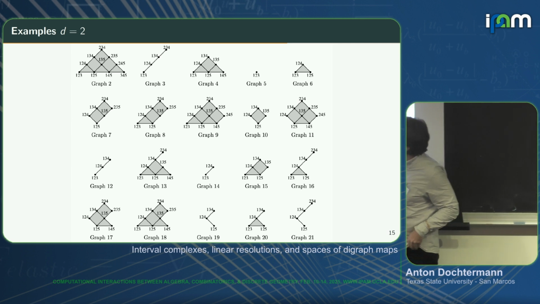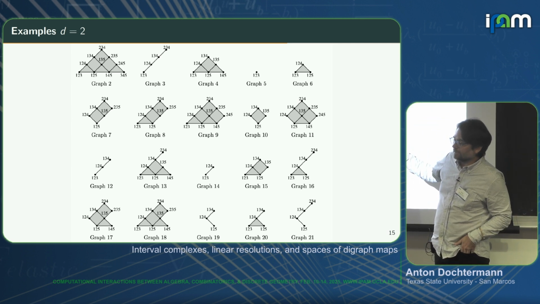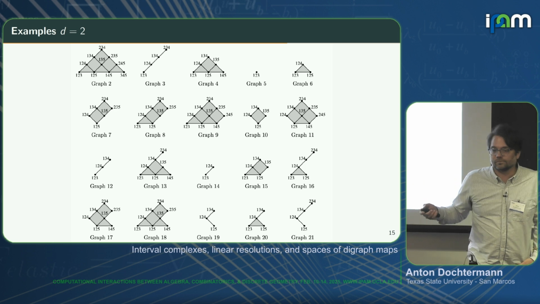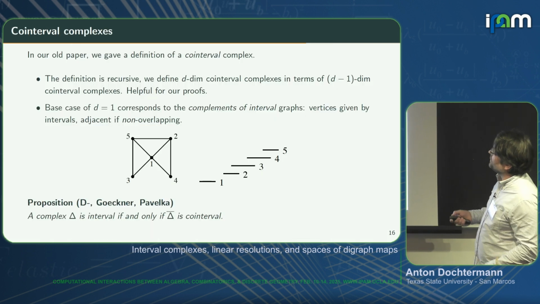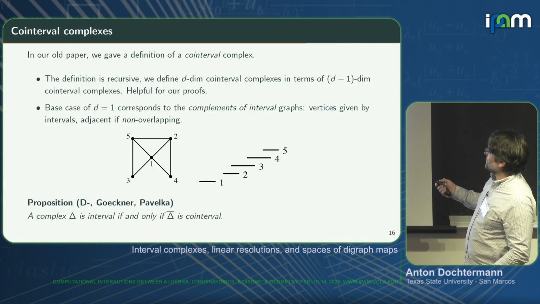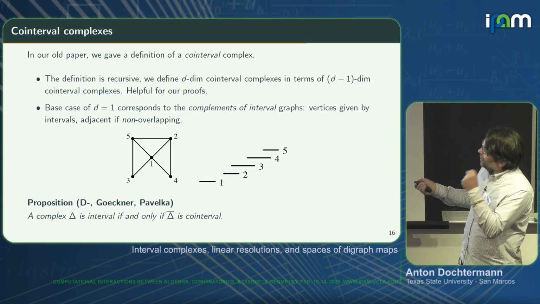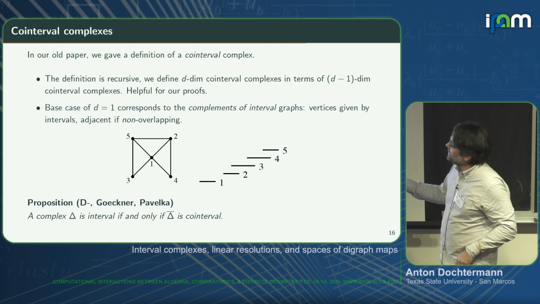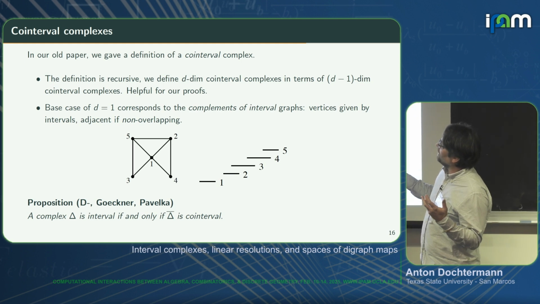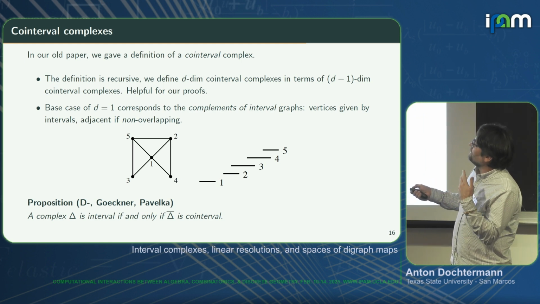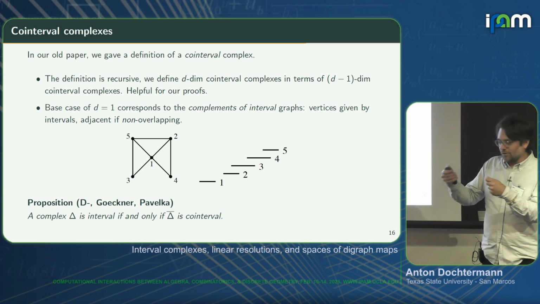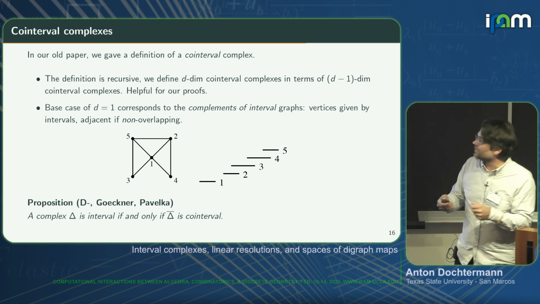So the complex would be 1, 3, 4, 1, 3, 5, et cetera, and these are the resolutions. Okay, just flashing that at you. This is maybe not so interesting for this audience, but the reason I'm talking about this is that in our paper from many years ago, we defined what was called a co-interval complex. It was a recursive definition. We defined d-dimensional co-interval in terms of d minus 1 dimensional.